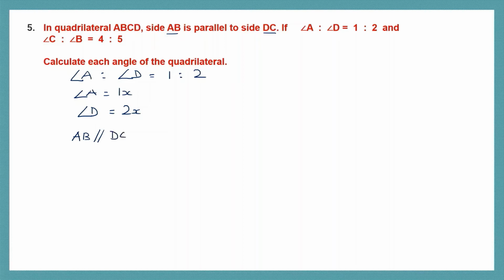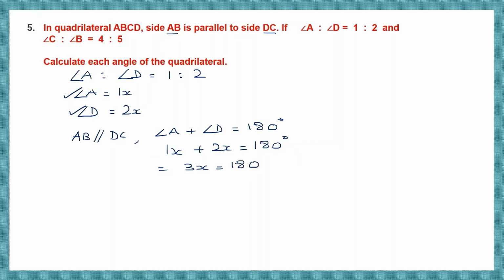So in this case, the sum of the angles A and D will be equal to 180. That means angle A plus angle D will be equal to 180 degrees, because AB is parallel to DC. So what is angle A? We have taken it as 1x. So 1x plus angle D is 2x, 2x will be equal to 180 degrees. So 1x plus 2x is 3x is equal to 180 degrees.